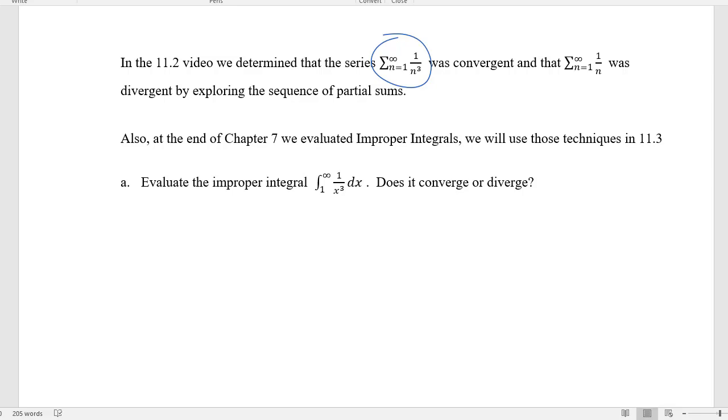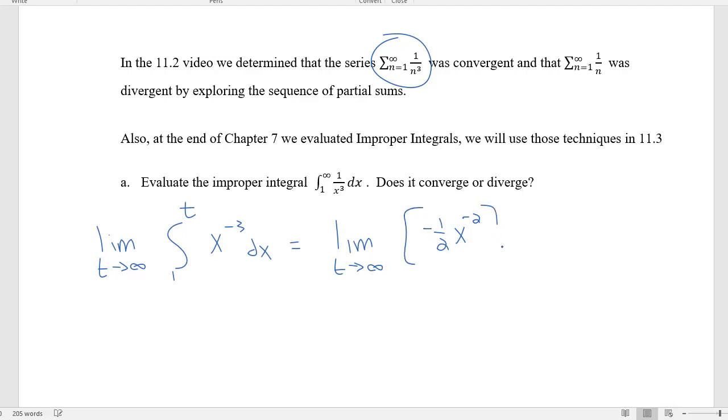So let's evaluate the integral of 1 over x cubed. Now remember, from our conversation on improper integrals, what we would technically do is look at the limit from 1 to t, and then let t go to infinity. If I'm integrating 1 over x cubed, I'm really integrating x to the negative 3, so I can use my power rule. We had an inherent order of operations: first do the antiderivative. So I get negative 1/2 x to the negative 2, and then I evaluate from 1 to t.